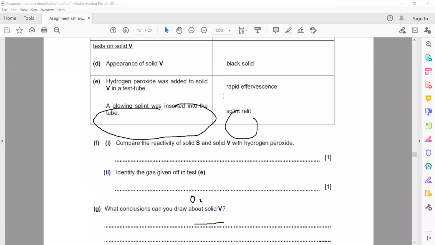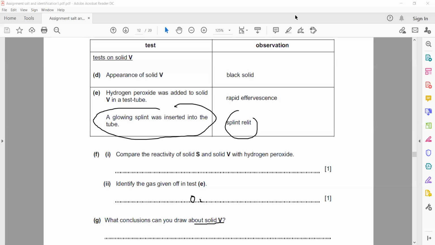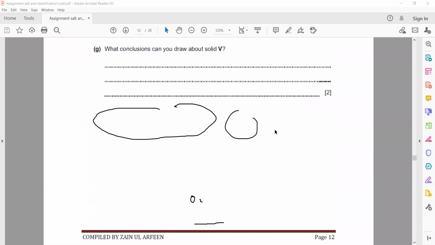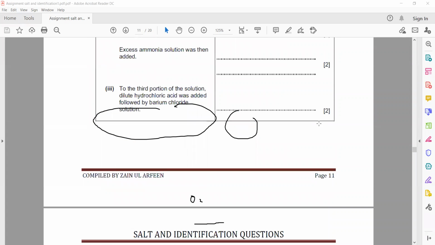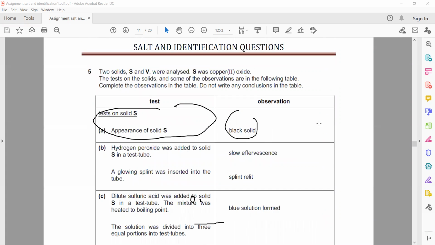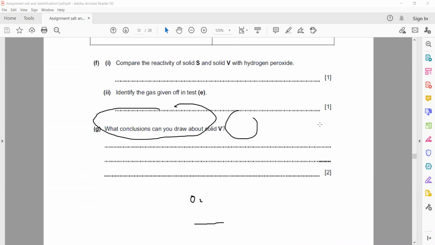It's 2 marks. So 1 mark is for mentioning a catalyst. Another mark is for mentioning that it contains a transition element. It's a better or a good catalyst and contains a transition element because it was forming a colored substance. So this was the whole question, and the total is 11 marks for this question.